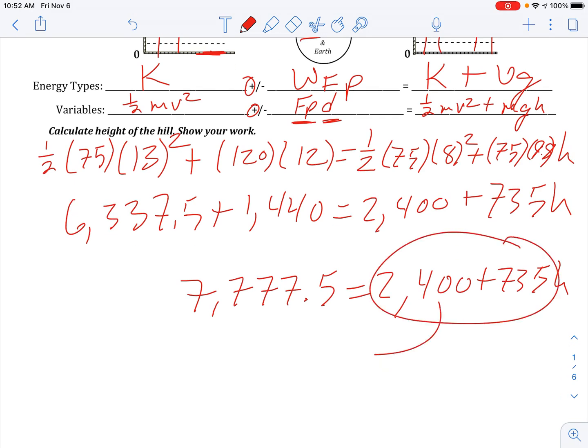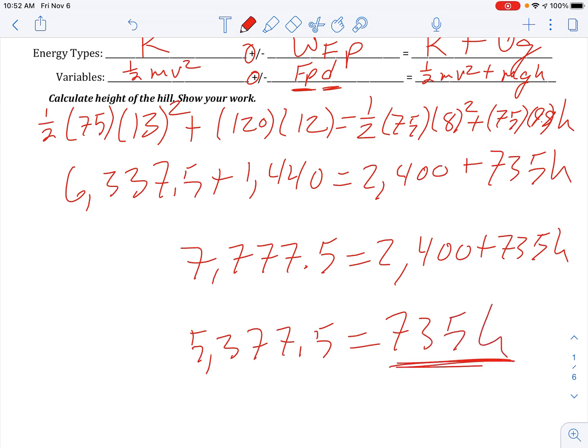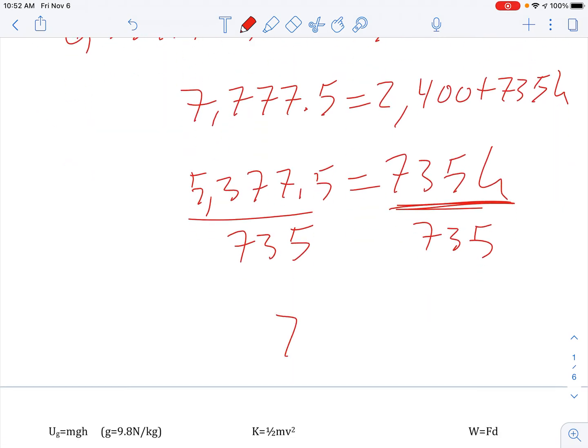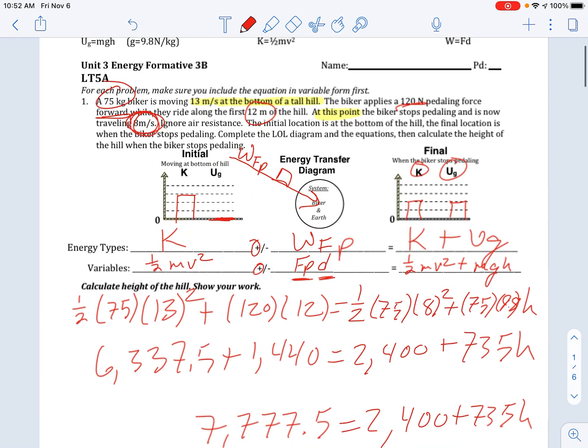Since these two things are added, I'm going to subtract it over. So when I subtract those two from each other, I get 5,377.5 equals 735H. And since the 735 and the height are multiplied, we need to divide both sides by 735. And we find that the height is 7.32. Don't forget your units. Height we measure in meters. So 7.32 meters is the height of the hill at the second point.